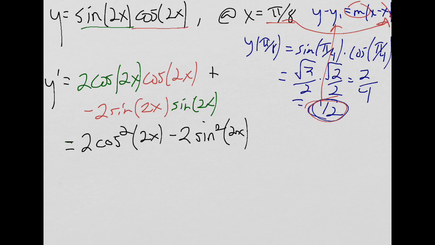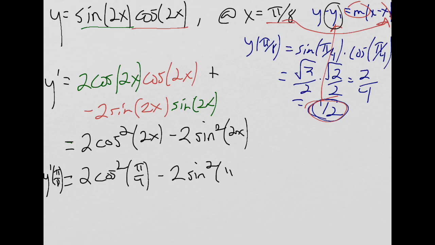When I plug in pi over 8 for any of these, just like I did up here to get this 1/2, I'm not going to wind up taking the sine of pi over 8, I'm going to wind up taking the sine of pi over 4. So I should rewrite, y prime of pi over 8, which is going to be my m, which is what I'm looking for right here, is 2 times cosine squared of pi over 4 minus 2 times sine squared of pi over 4.